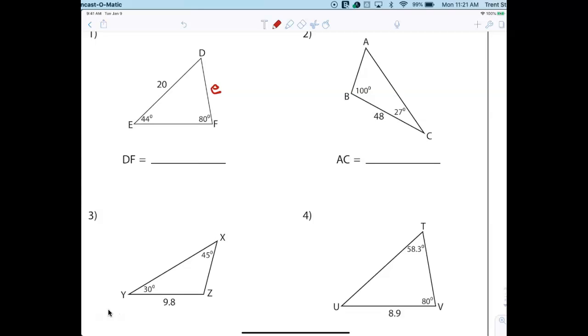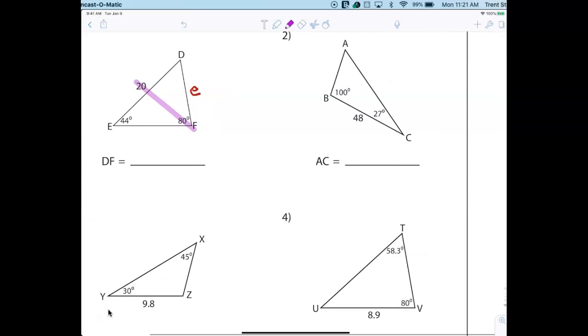Now what I need for you to do is understand this relationship right here. Those are the two that you know. So right now, all we're going to do is write down sine of 80 over 20 equals somebody else, what? Sine of 44 over E. Beautiful. Look at that now. Sine of 80 over 20 equals sine of 44 over E.